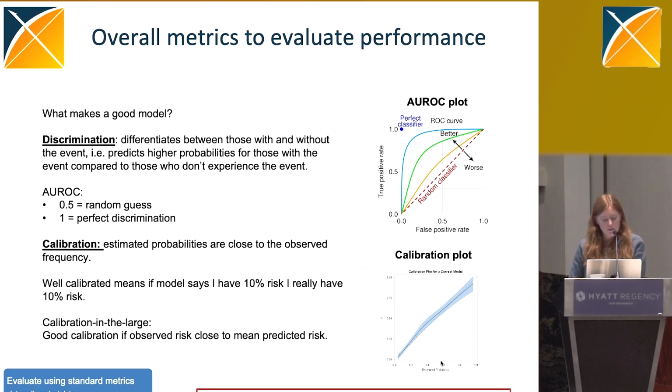We also have plots where you rank everyone by their risk and split them into 10 groups. You then calculate the mean predicted risk in each group and the observed risk in each group, and that falls on a plot here. So you've got the predicted probability here and the observed probability here. And if it falls on the diagonal, then it's well calibrated. If it's below or above, then it's miscalibrated. So these are the overall performance metrics.